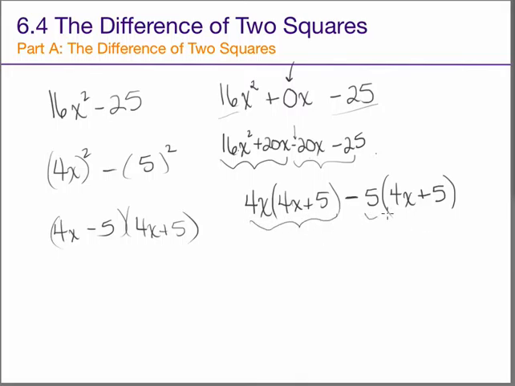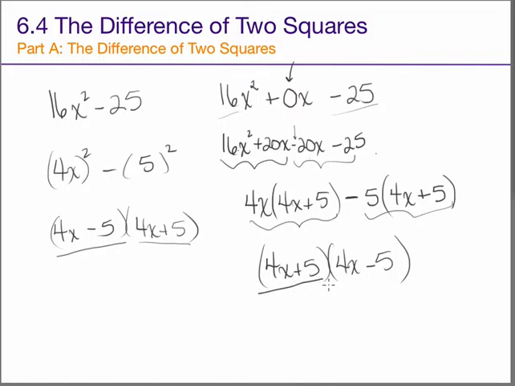Now, what's common here and here? 4x plus 5. And what's left over? 4x minus 5. The fact that I wrote this answer with the minus factor first and the plus factor second doesn't matter. This is like saying this times that, whereas this is like saying that times this. I'm going to get the same answer. 5 times 7 is equal to 7 times 5, right? That's all that's happening here. So these two answers are equivalent.